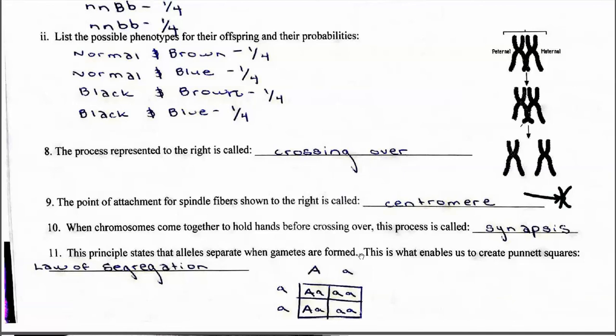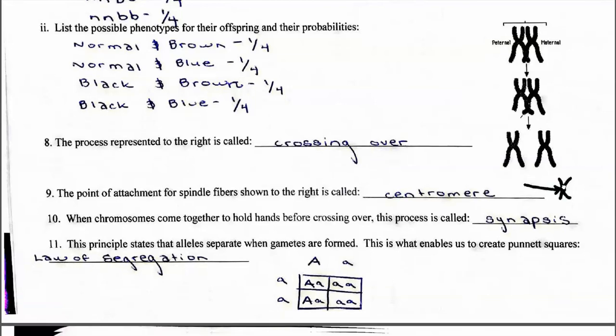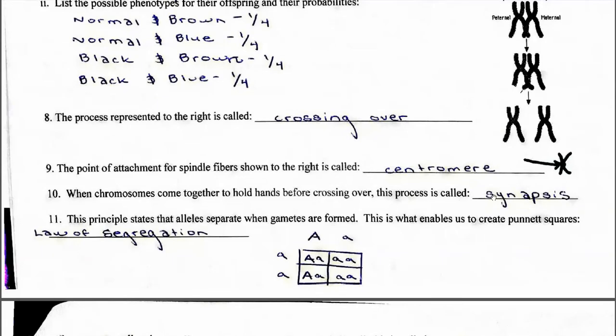Now the point of attachment for the spindle fibers, right at the center of the sister chromatids, right here, that's called the centromere. I just did 10 with you. It's called synapsis when they're holding hands.